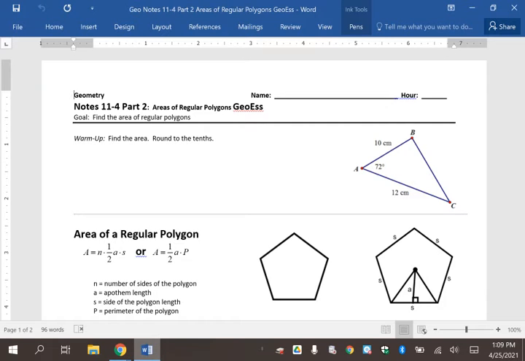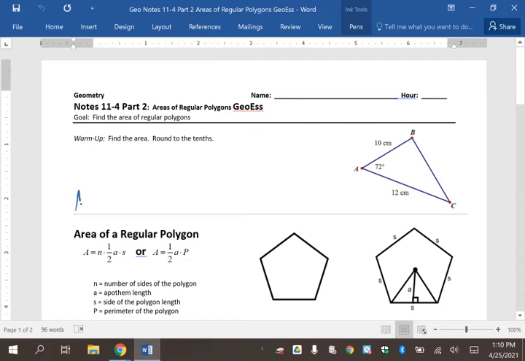Hello, this is Geometry Notes 11 for Part 2, Areas of Regular Polygons with Mrs. Mosslake. This is a great review for your area formulas of triangles. Go ahead and do the warm-up. Pause the video when you are done. Go ahead and play.